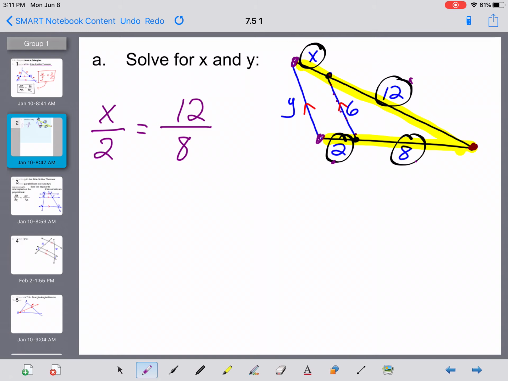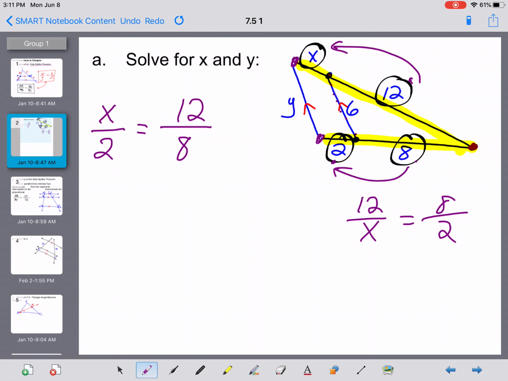Now, you can set this up a lot of different ways. More the way that we did it on that theorem would have been something like 12 over x is equal to 8 over 2. That would work as well. In problems like this, you always have 8 different ways of setting up a proportion correctly. So just because my way might not look like yours doesn't mean you're not going to get the right answer. Let me show you what I mean.